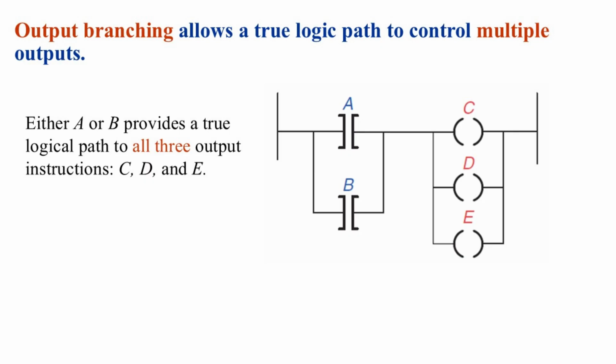Essentially, one condition or combination of conditions can activate several devices at once. This is very useful in automation when one event should trigger multiple actions. For example, pressing a start button might turn on a motor, energize a solenoid, and illuminate an indicator light simultaneously.